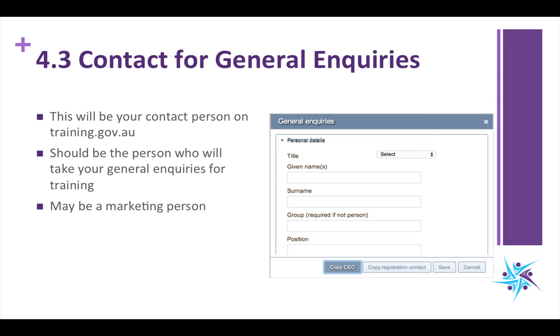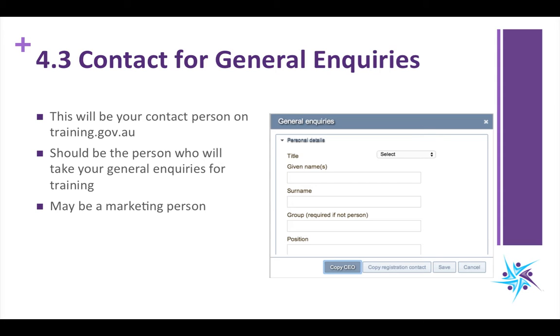In 4.3, this is all the contact details for general inquiries. So this will be the person that people will contact if they wish to enrol into one of your courses. This person will also be listed on training.gov.au as a general inquiries person. For this one, you'll put down their name and surname, and you'll also put their position, but it's also a really good idea to put the email address that will be the general email address of your RTO, so that if this general inquiries person changes, you've still got one email address that you could swap to someone else.